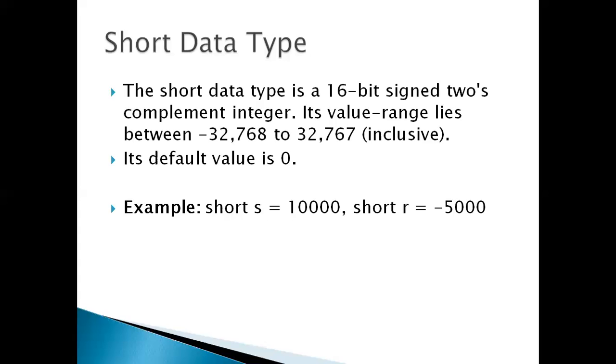So an example is short s is equal to 10,000. So s is the variable name and short is the data type. The value stored is 10,000. Similarly, short r equal to minus 5,000. So r is the variable name, short is the data type and the value stored is minus 5,000.